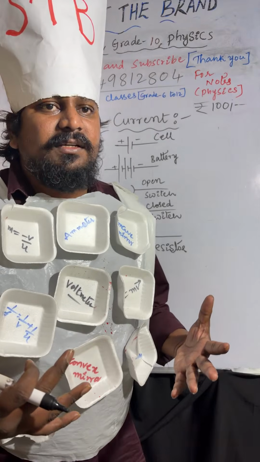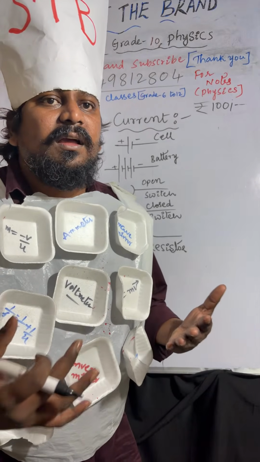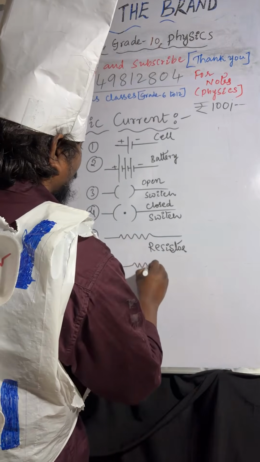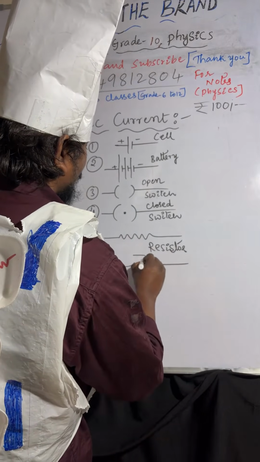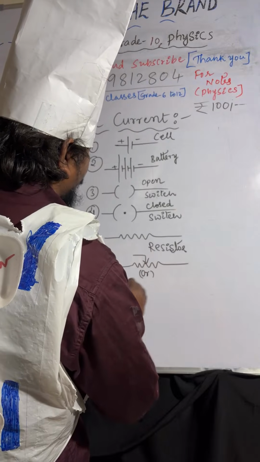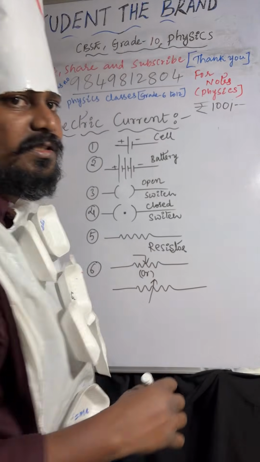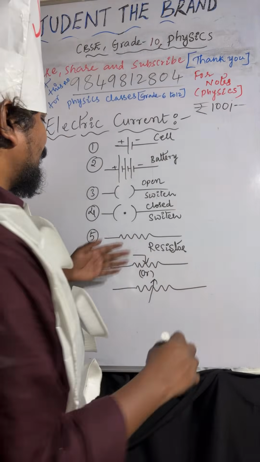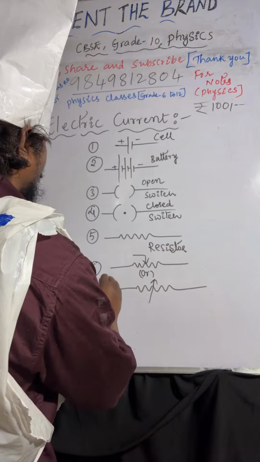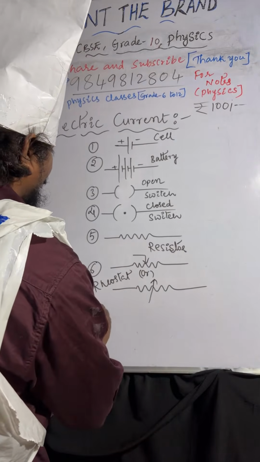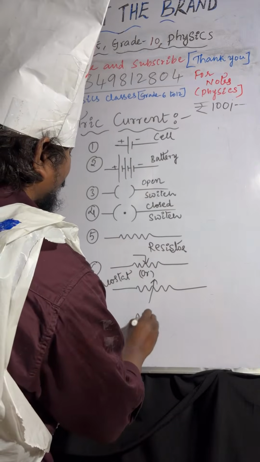Next one, the sixth one, rheostat. We can draw it like this, or we can say like this also. Rheostat. So resistor and rheostat. Next one, the seventh one, is ammeter.